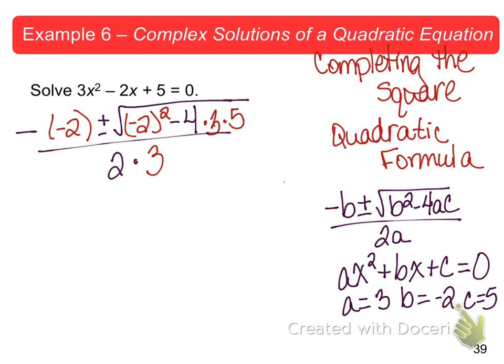Okay? So now I've got positive 2 plus or minus the square root of 4 minus 4 times 3 times 5.